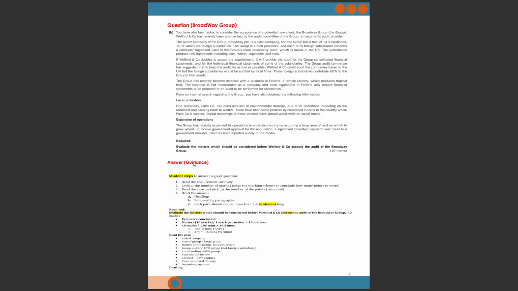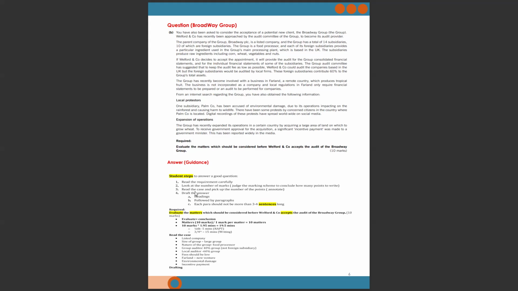Now there is an answer guidance for you. First, the steps to answer a good question. Read the requirement carefully. Look at the number of marks. Judge the marking scheme to conclude how many points to write. Read the case and pick up the number of points. 1 mark for 1 point. It means if you write 1 point on listed company, you will get 1 mark. And 1 point contains 3 to 4 lines. More than three is okay, but make sure it is between 3 to 4.